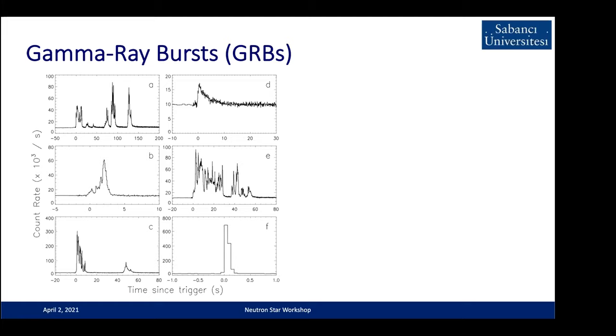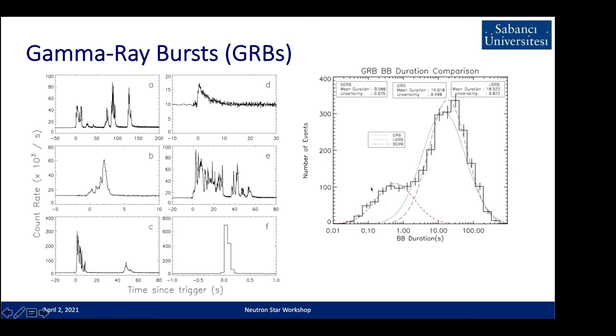But we can determine the duration of these events. If you try to plot the distribution of these durations, this is the number of events versus duration of burst. You can see a little bit of a hump at the lower end, and in log scale it's kind of a log normal distribution of this duration. It goes 4 or even 5 orders of magnitude in duration in seconds.